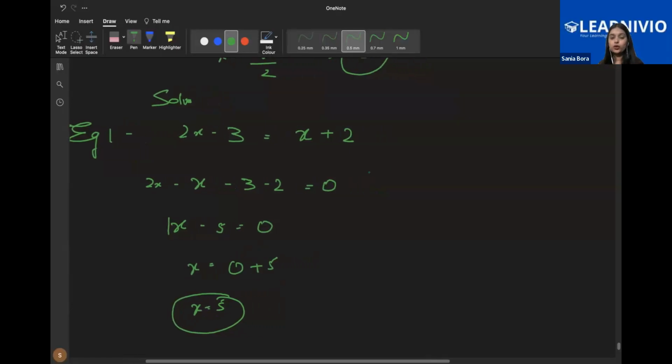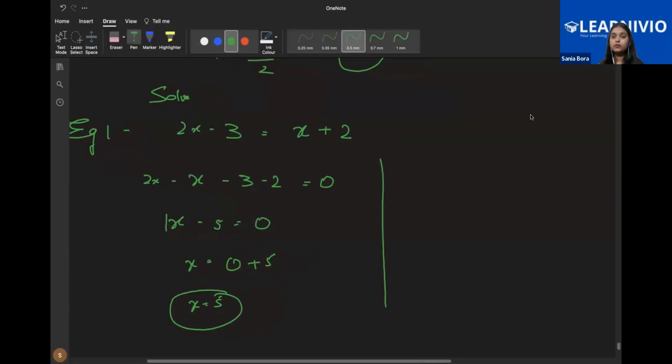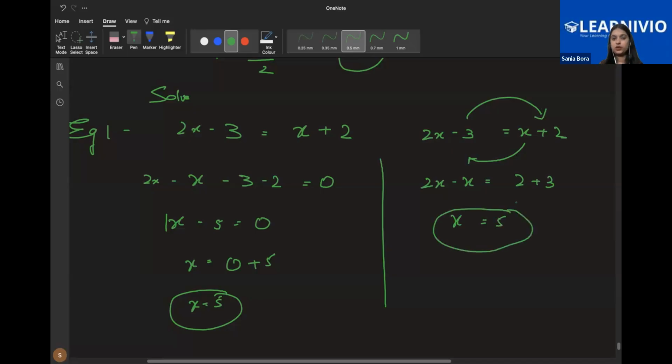Yes, ma'am. Or you can do it other way as well. See, it was like 2x minus 3 equals x plus 2. So bring the x term here, 2x minus x and this 2 plus 3. Like send this here and send this here. Getting the point? Yes, ma'am. 2x minus x is x and here 5. So you can directly get it like this as well. Any way which you feel like it's easy.